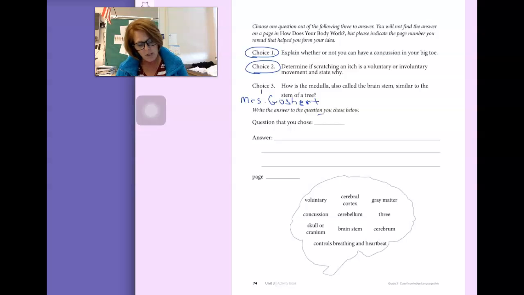Okay, so the question that I am answering is question number 3. Question number 3 says, how is the medulla, also called the brainstem, similar to the stem of a tree? Now, in the directions, it tells you you're not going to find the exact answer in the chapter. You need to use the information you're getting and come up with an answer. So when I read in the chapter, let me get my book here, and it talks about the medulla on page 45 in the chapter.